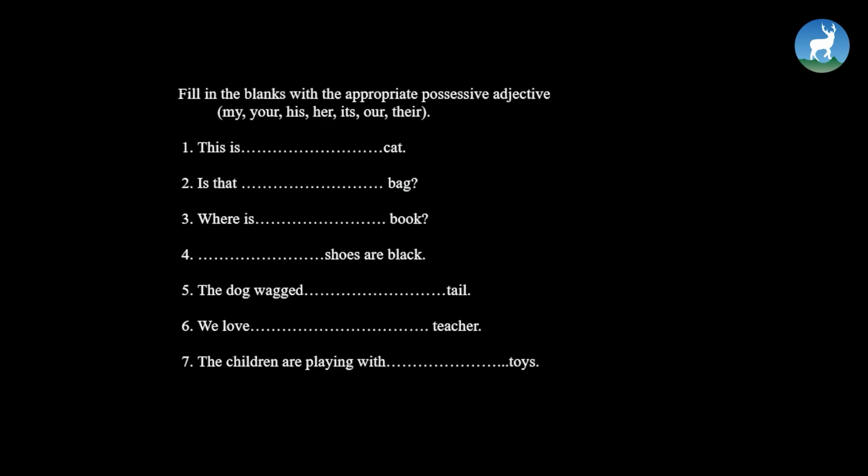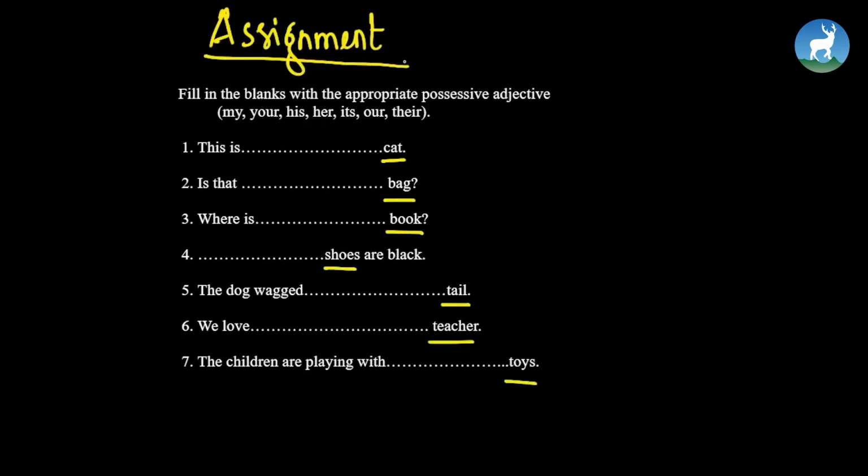Let's write. Okay guys, we have an exercise. In this exercise, you'll have to fill in the blanks with appropriate possessive adjectives. Remember, possessive adjectives are those words that come before a noun to tell us who owns something. Here are nouns, right? Cat, bag, book, shoes, tail, teacher, toys. These all are nouns, and we have to use possessive adjectives to tell who owns something. So you'll have to tell who owns the cat, who owns the bag, who owns the book, shoes, tail, teacher, and toys. I guess you can do it on your own. This one is your assignment, okay?